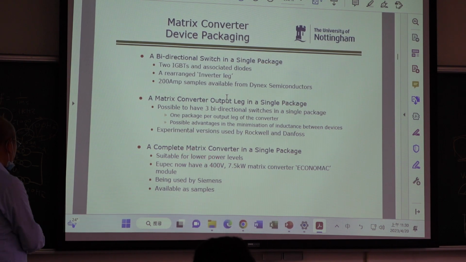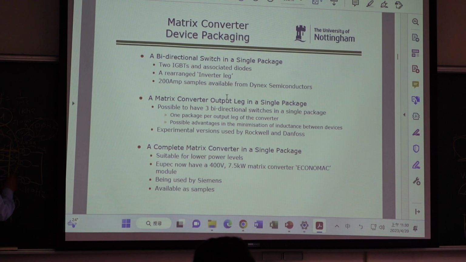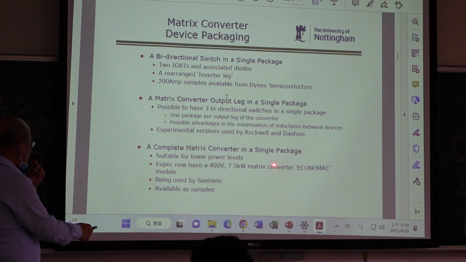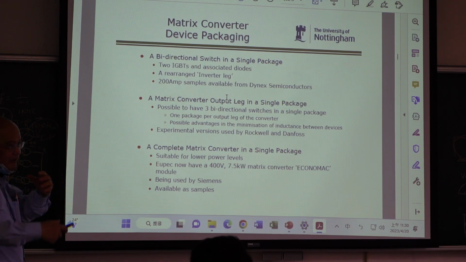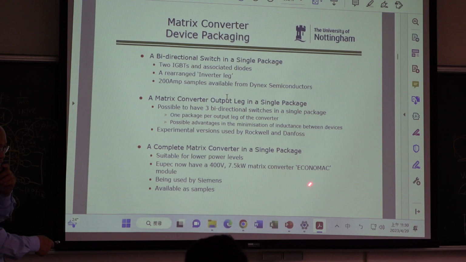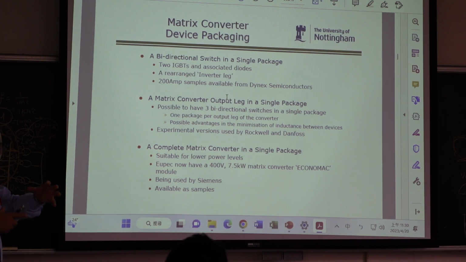Another company said, I can design 9 switches in one module. One module includes everything, 9 switches. So this is the best: a single package, a complete matrix converter. Then it becomes very small, suitable for low power level. Europe Power Electronics, EU-PEC, now has a 400 volt, 7.5 kilowatt matrix converter. The name is economic, meaning a cheap, economic module. One module, everything.